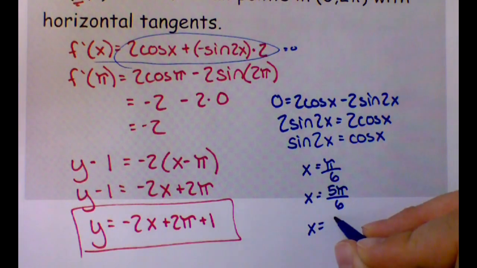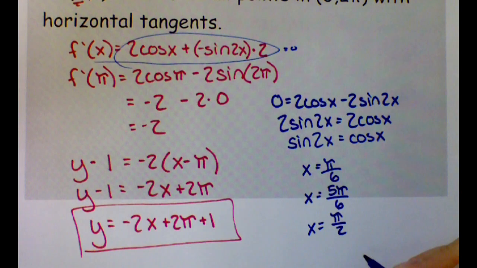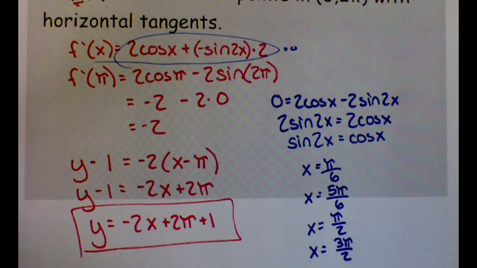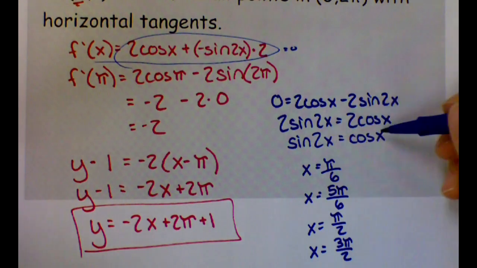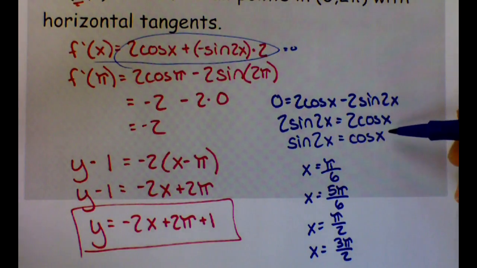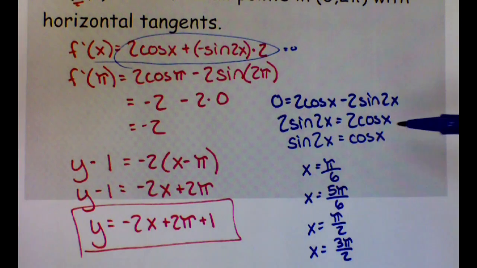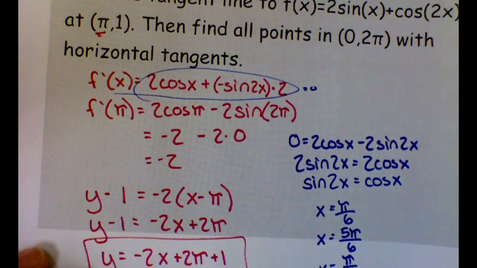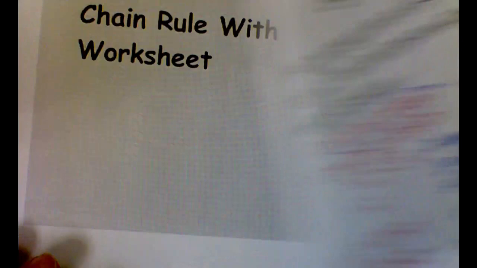It's also true at pi over 2 and at 3 pi over 2. If I wanted to, I could also graph these two functions on my graphing calculator and see where they intersect and get the approximate decimal versions of these. All right, so you will do some practicing.